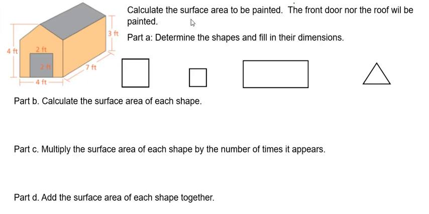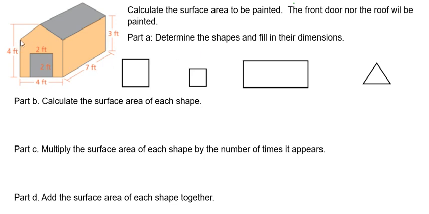Okay, in this problem, we're going to calculate the surface area to be painted. We're only painting the front, the back, and the two sides. The roof and the front door are not going to be painted. So the first thing we need to do is determine the shapes and fill in their dimensions.